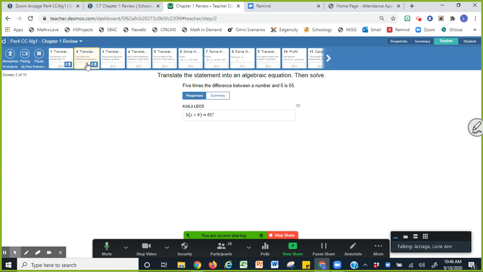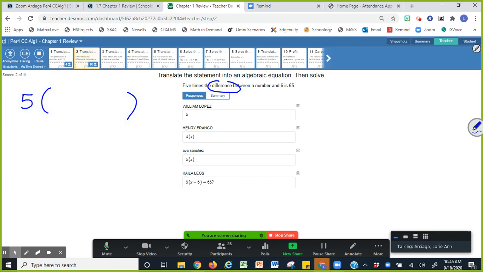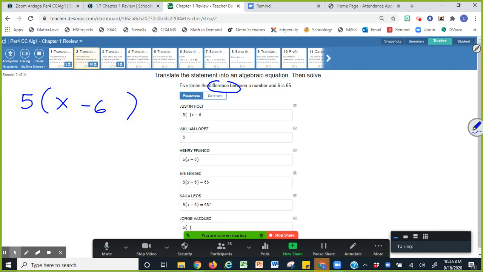Next, 5 times. Very good, Kayla. You did it right. And since you have a difference, this has to be in parentheses, because you didn't say 5 times a number. It says 5 times and then another operation. So the difference between a number, which is x, and 6. If you don't know what comes first, whether x or 6, just follow the order in which they are written. So that's equal to 65. Nice. Good job.